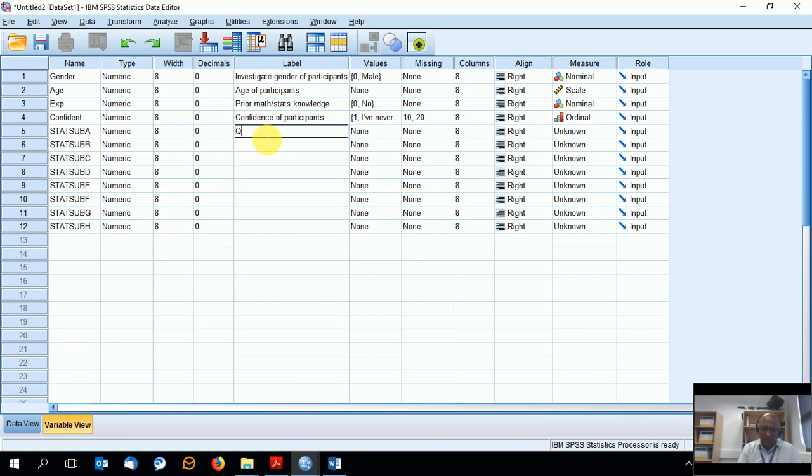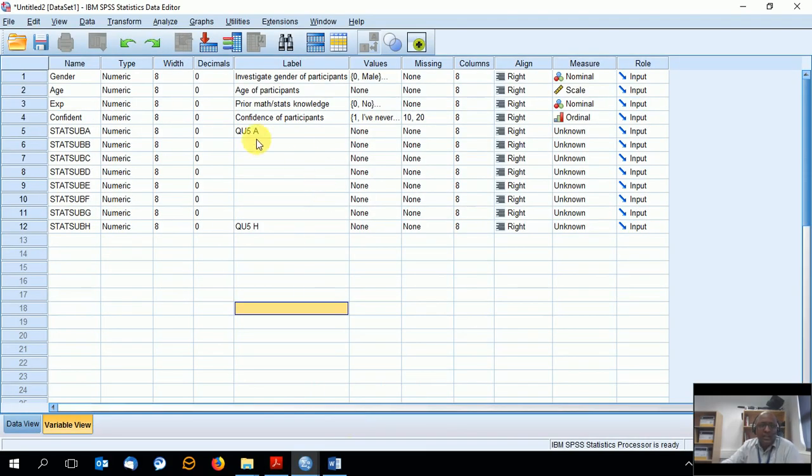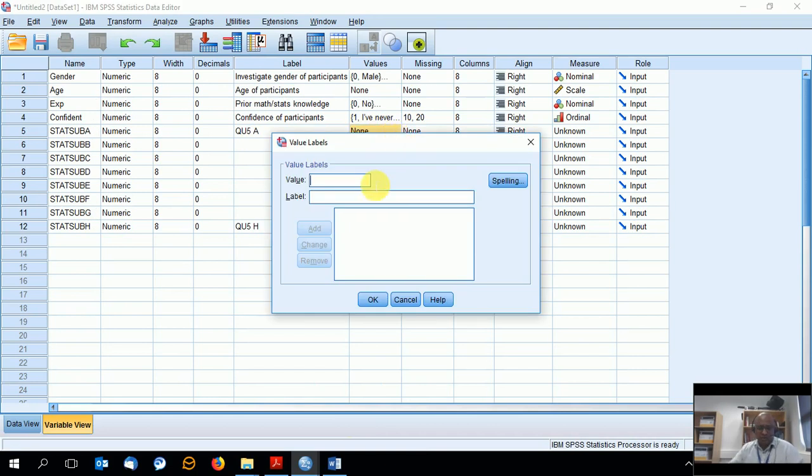I can call it Question 5A, and as a reference, I don't want to waste time here. I'm sure you know what I'm going to write. Question 5B, C, D, E. So that's going to be Question 5H, I think. Right. So please fill this up yourself, and I hope you know what we're trying to do here, the labeling. Now, the values would be either we tick it or not, and you can just write no or yes. So for example, which of the following subjects have you previously seen? A person putting a tick here clearly means that they've done means and median, and if they don't put a tick or they put a cross, for example, you know that they haven't. So what I can do is, right, I'm going to say 0 for no.